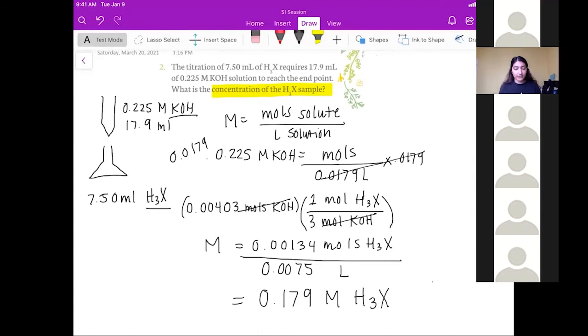Does that make sense for everyone? Does anyone have any questions about molarity or titrations, mole ratio, how we set up the problem or anything like that? I'll wait like 30 seconds in case anyone has any questions, because titrations is usually one of the harder topics in Chem 1A.